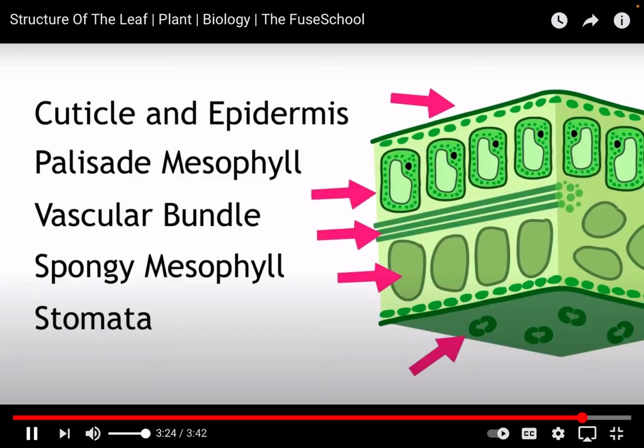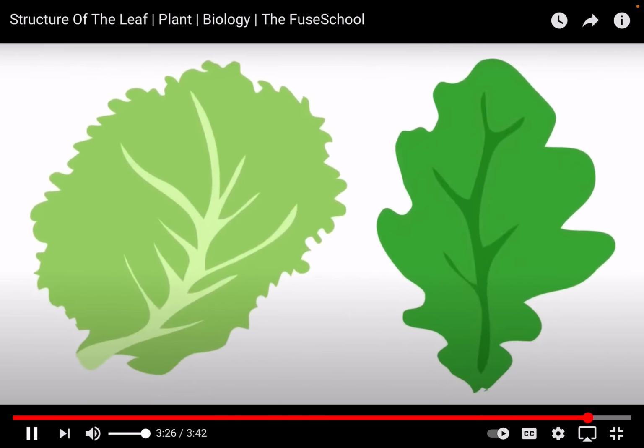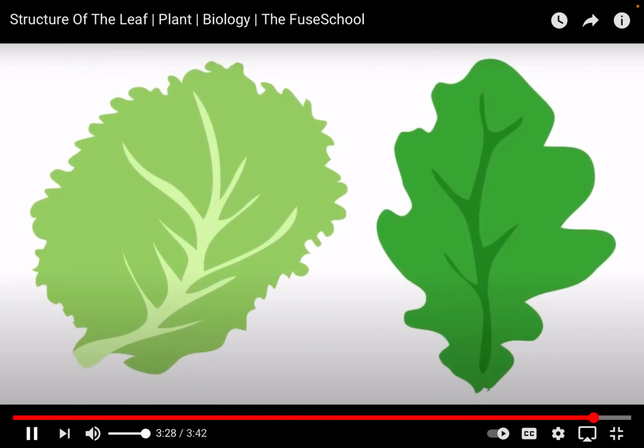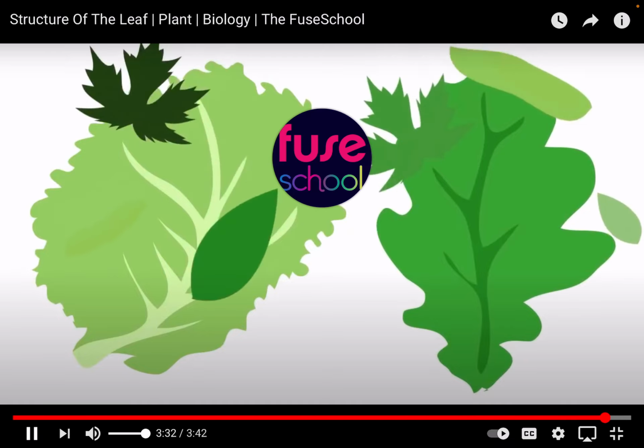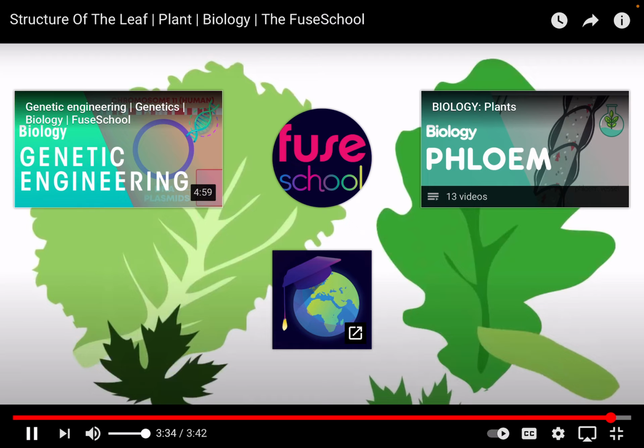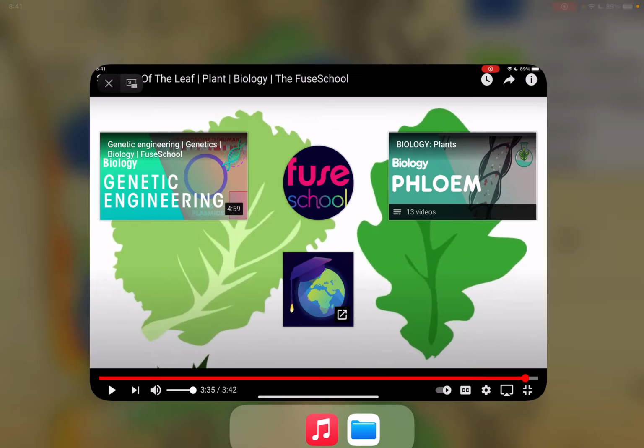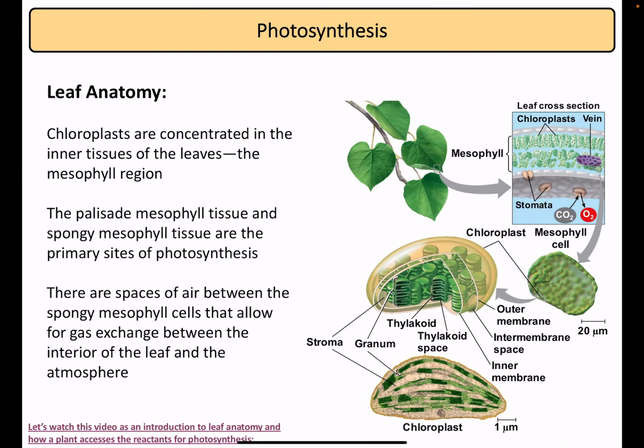Leaves come in all different shapes and sizes. Look at a cabbage leaf and an oak tree leaf. But most of them have these same parts in common, which allow them to get their reactants in and perform photosynthesis. Alright, so that was a perfect recap of everything that we've covered so far.